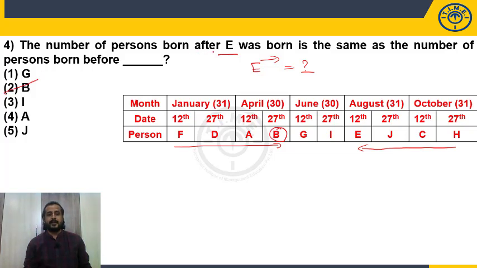Remember this point. You will get regularly this kind of statements. Number of persons born after E is same as number of persons born before so and so X. Or number of persons to the left of A is same as number of persons to the right of B. This kind of statements indicates corresponding positions from either ends. What do you mean by corresponding positions? We discussed there, right? By taking the 8 positions. Next. What is the answer for this question? Choice 2.